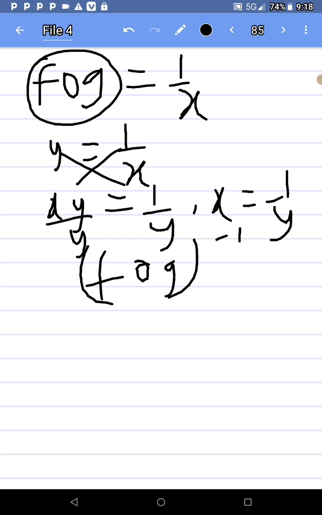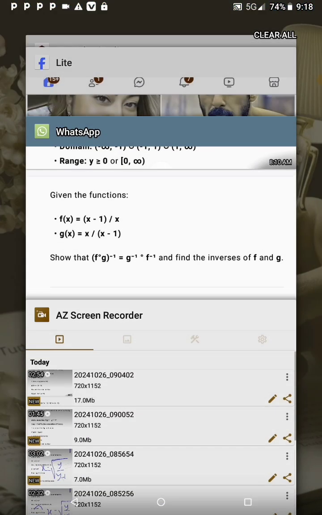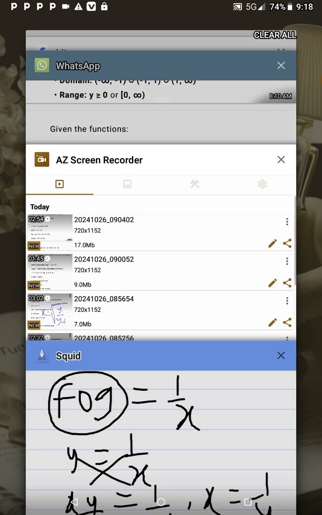Now we need to show the other side. We want to show f inverse compose g inverse. Sorry, g inverse compose f inverse. And from the question, I guess we need to pick what our g inverse is. I believe you are seeing it. Our f of x is x minus 1 over x. Our g of x is x over x minus 1. So let me continue with this.